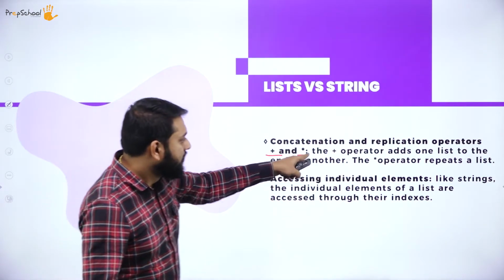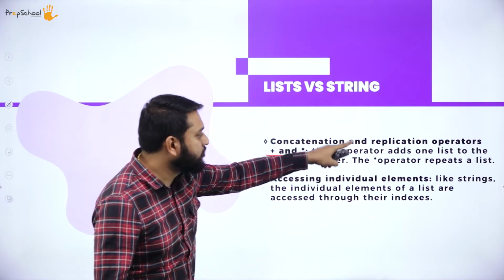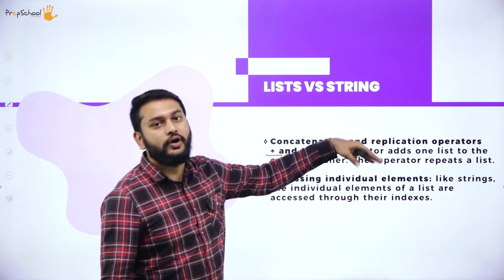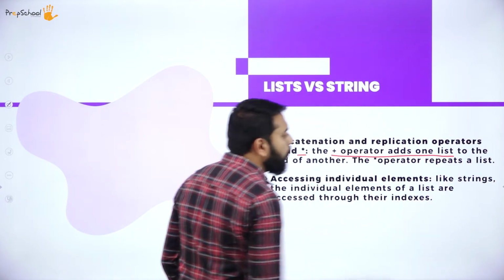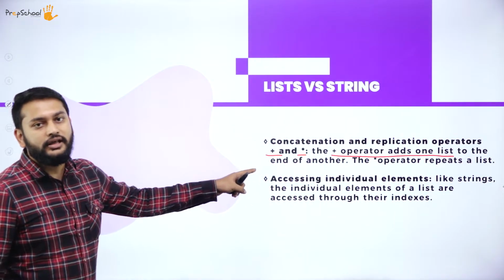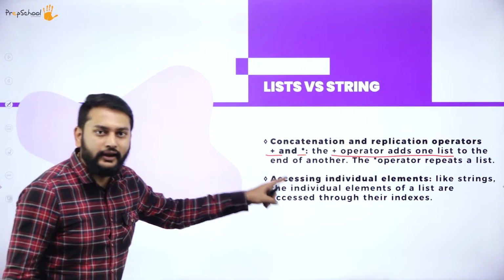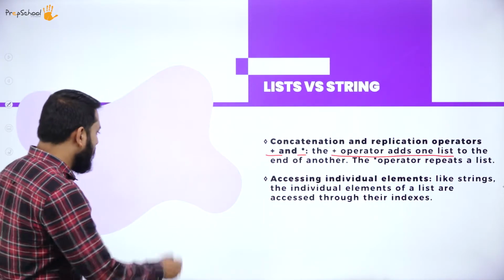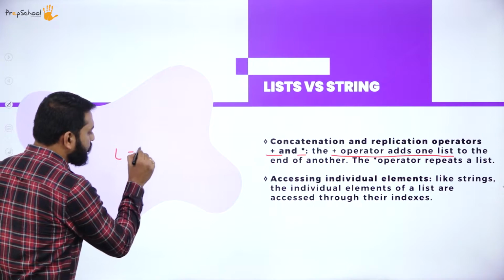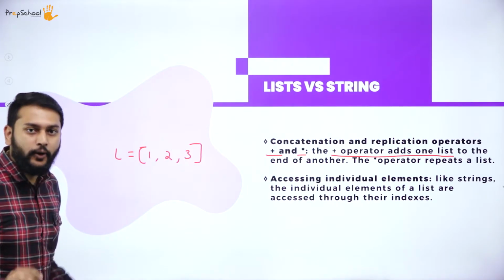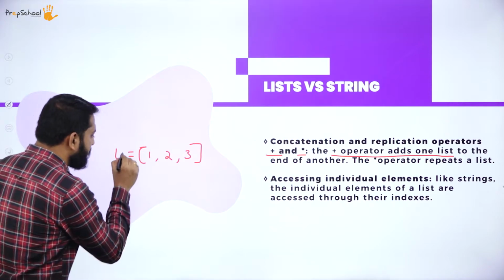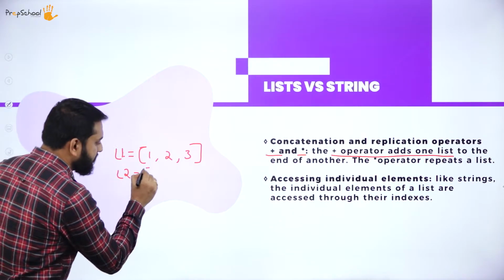Please understand, the plus operator adds one list to another list, at the end of that particular list. What is the meaning of it? Imagine I have L, so I have 1, 2, 3. This is my first list. Imagine this is L1 and this is L2. Let's imagine like that.